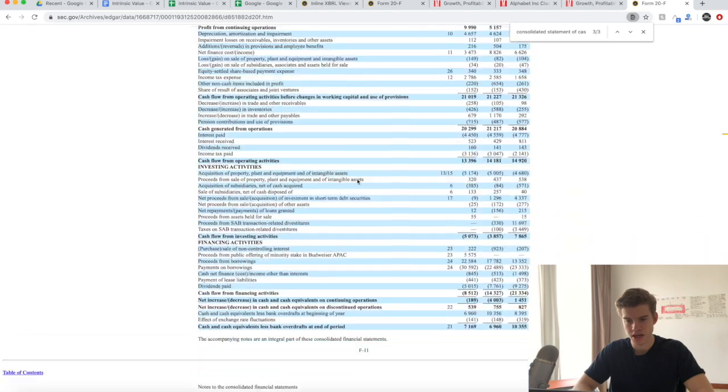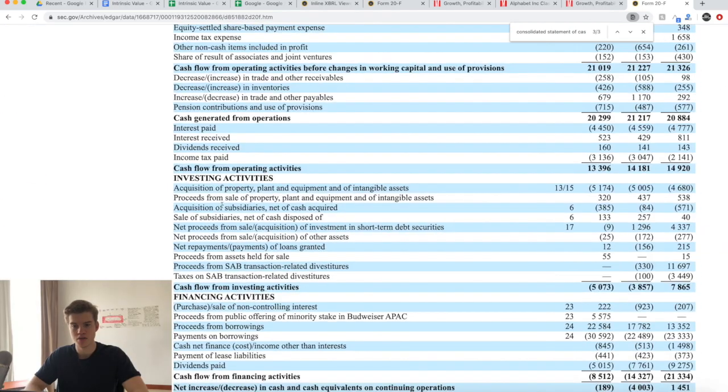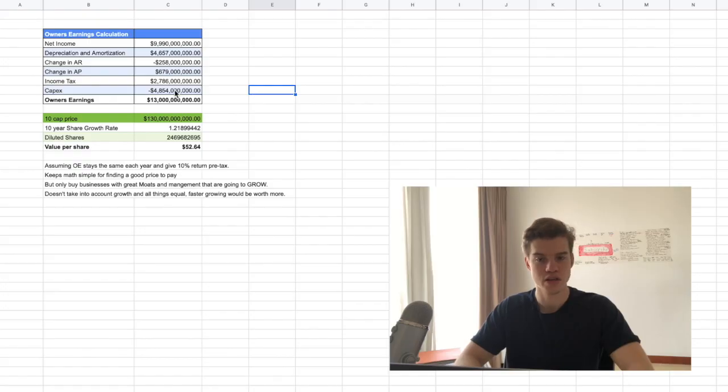If we go back to the cash flow statement here, so the capital expenditures, another way to look at that is the acquisitions for property, plant and equipment, and intangible assets. So we can see that they spent around 5 billion and 174 million on these capex expenses, but they also sold a bit of them. So 320 million they received from sales. So I got the net value of that, and that was 4.8 billion. So that's what we do here.